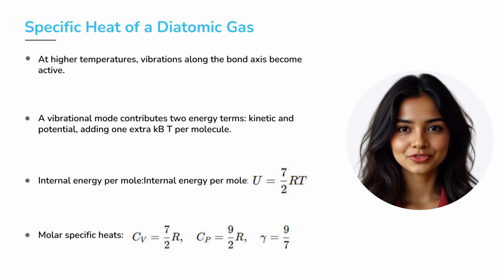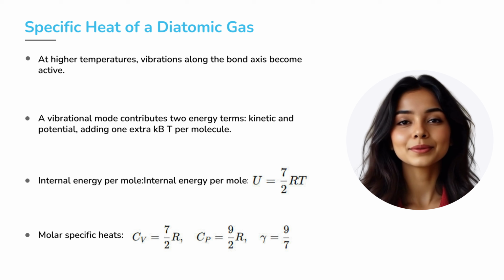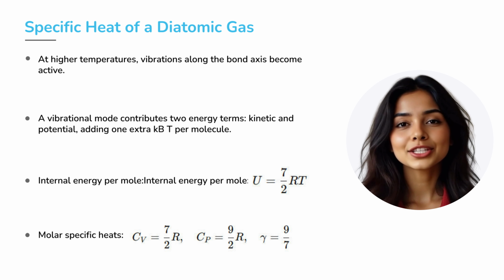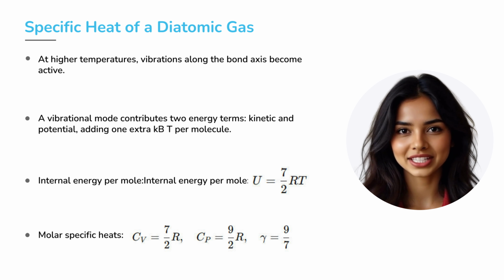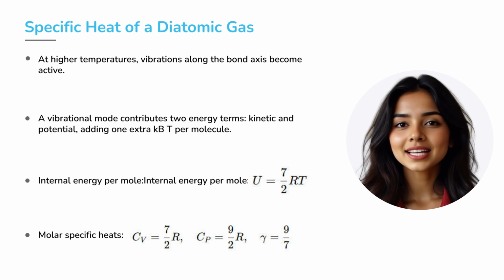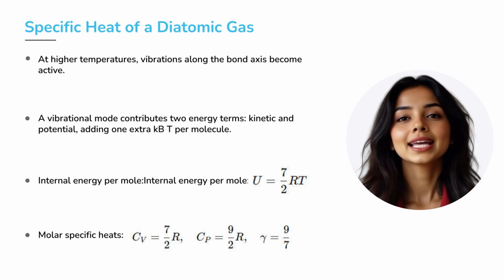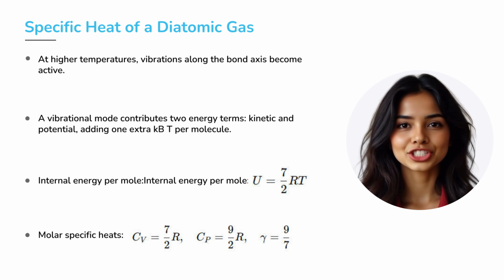Now, what happens if we keep heating our diatomic gas? Well, the molecules start vibrating. These vibrations add two more energy terms, kinetic and potential, which together contribute an extra RT per mole. So now, total energy becomes 7/2 RT, Cv becomes 7/2 R, Cp becomes 9/2 R, and gamma drops to 9/7, roughly 1.29. So the more the molecules vibrate, the more heat they can absorb without their temperature rising much. It's like giving them more pockets to store energy.